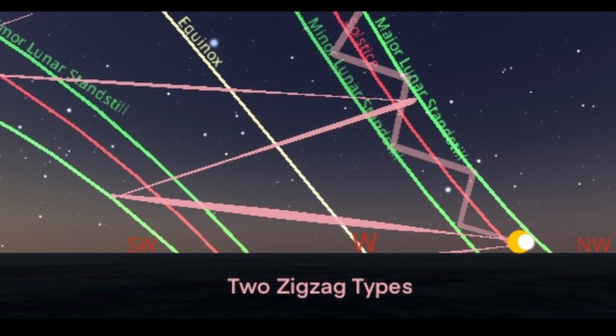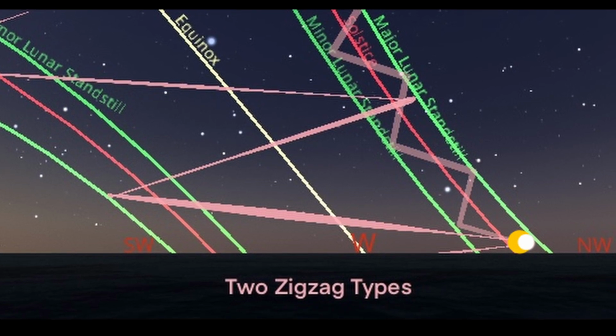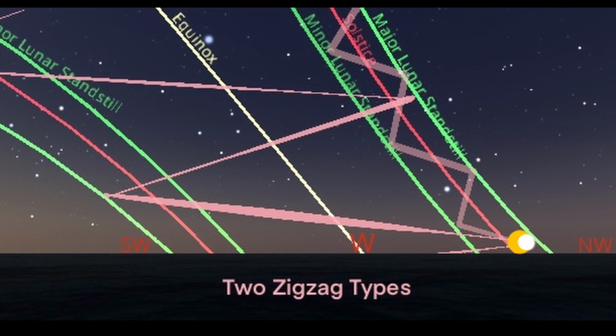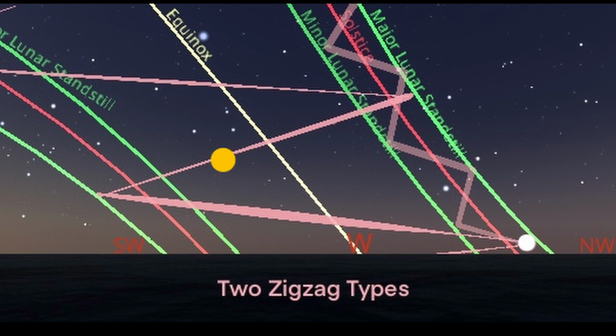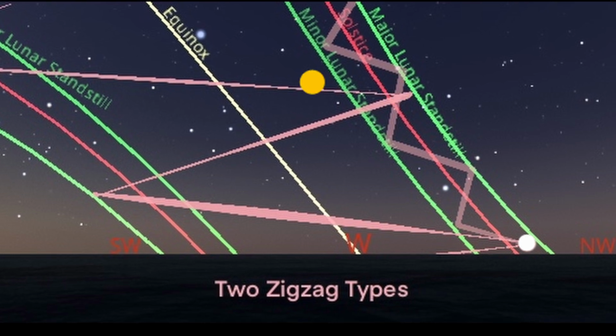The sun does it too, right? This red line is the solstice point. So this is when the sun bounces between these, that's a solstice, that's a solstice, that's a solstice. And it just goes like that back and forth forever.